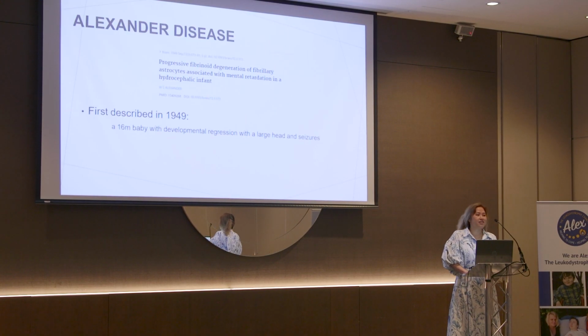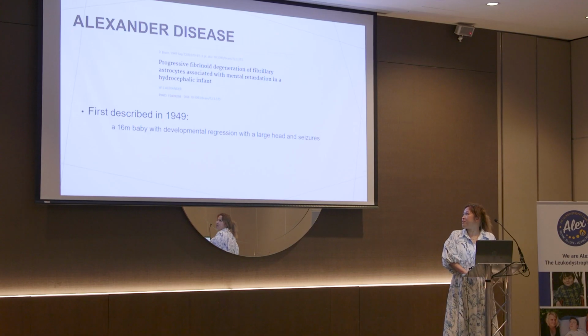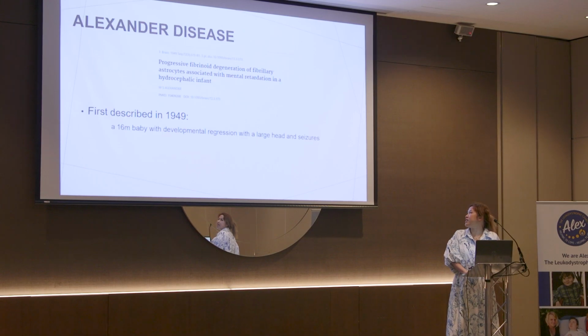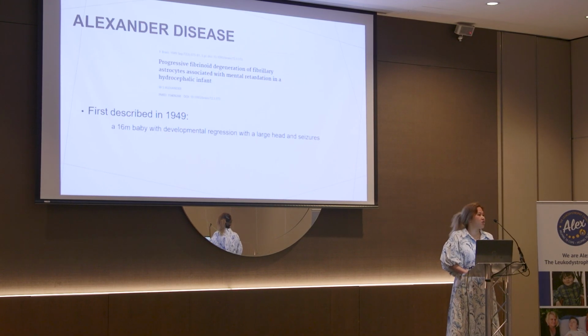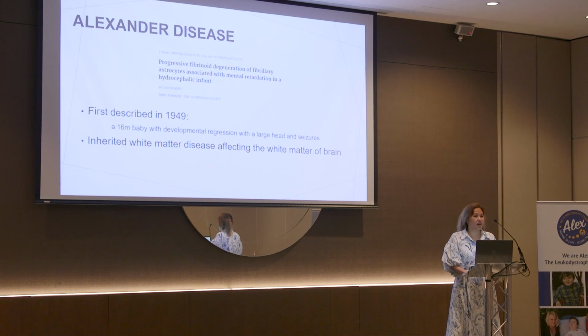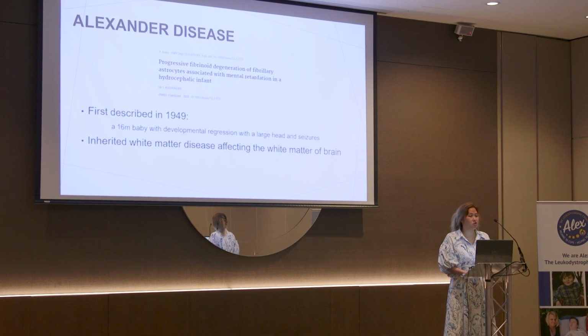So a little bit about Alexander disease. It was first described in 1949 by Dr. Alexander. He described a 16-month-old baby with developmental regression, a large head, and seizures, just like the previous slides that we talked about. It is an inherited white matter disease affecting the white matter of the brain. Tomorrow there will be a dedicated session on Alexander disease by Dr. Green, so I will not go so much into the detail of this disease.